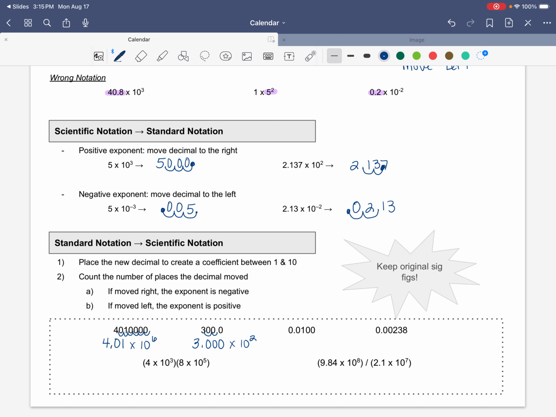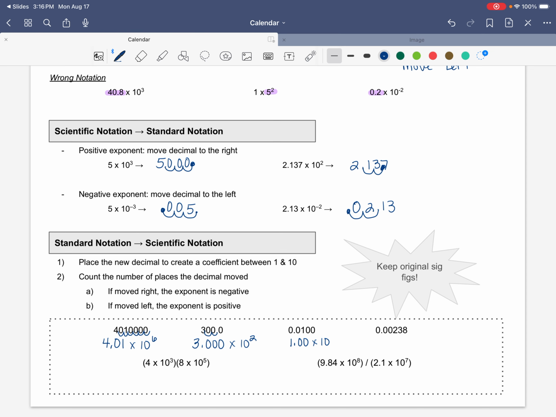Okay, for the next one, looking at sig figs, remember that leading zeros do not count. Trailing zeros do count if there's a decimal somewhere in the number, which there is. So I'm going to have 3 sig figs that I'm reporting. In order to create my new coefficient, I'm going to stick my decimal between the 1 and the 0. So 1.00, including my 3 sig figs, times 10.